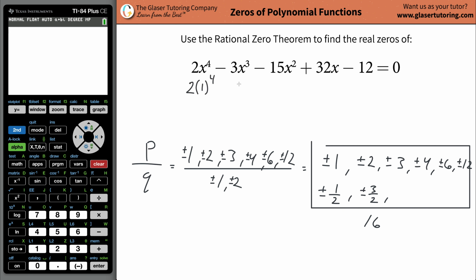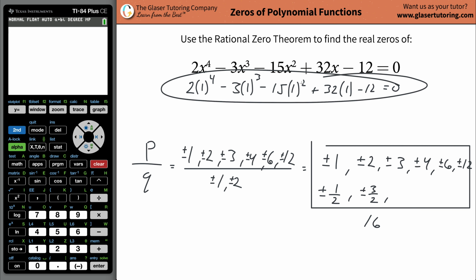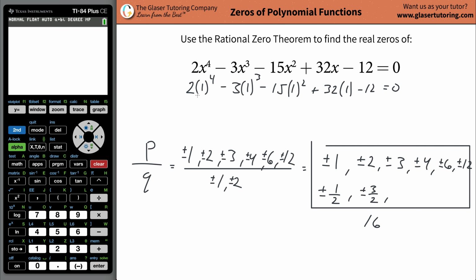So plug in positive 1 everywhere you see x. And that should be cubed, right? The idea now is, when you evaluate this, when you do the math here, if this equals 0, if this is a true statement now, then the value plugged in, meaning 1, is going to be a zero of the function. Okay? So this is 2. That's a 3. That's a 15. That's a positive 32. And that's a minus 12.